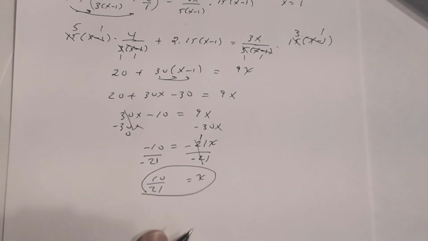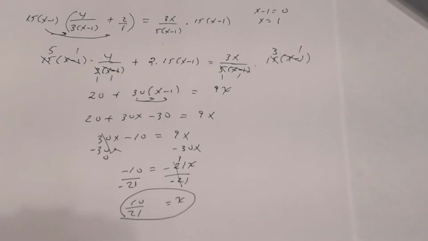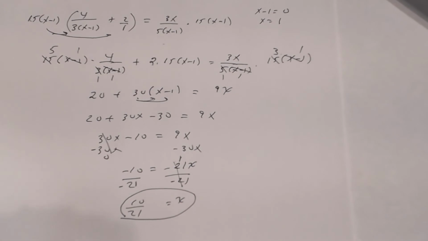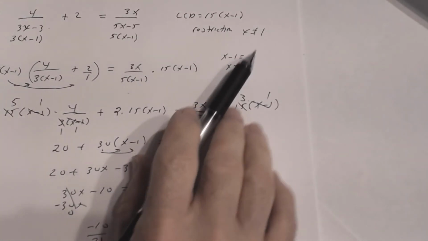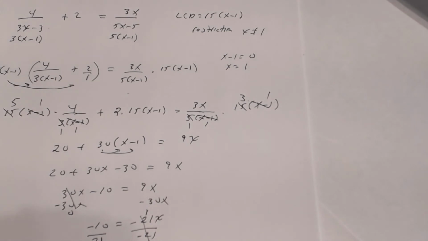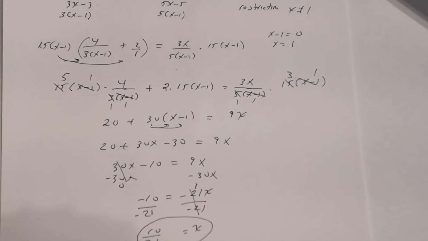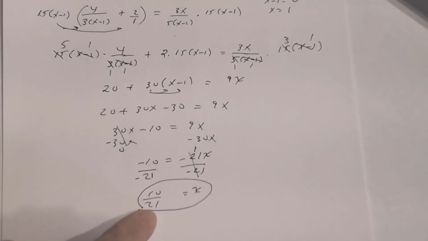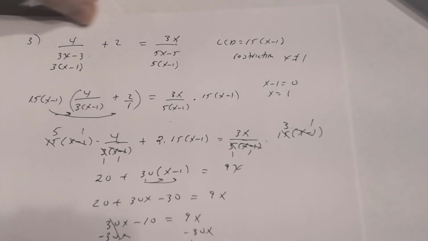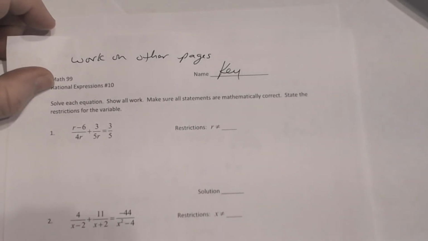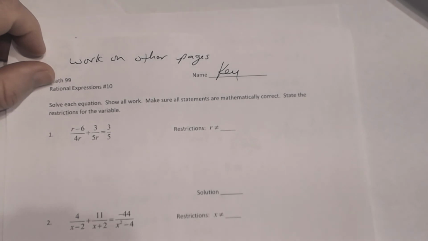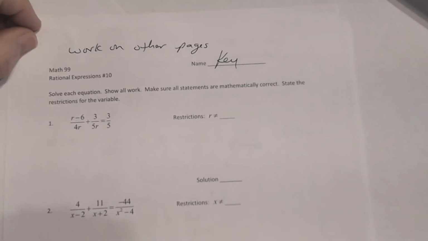And I know that's going to be a solution because 10 divided by 21 is not this restriction. And so if I did all this correctly, which I think I did, and I'm sure I did, then this 10 divided by 21 is going to be a solution to this original equation. Okay? All right, so that was the key to worksheet number 10 on the chapter dealing with rational expressions and equations. All right, so that's the end of this key.